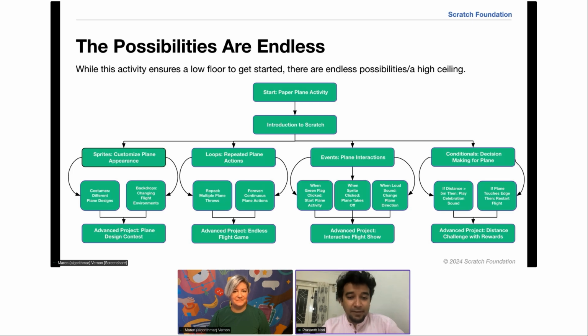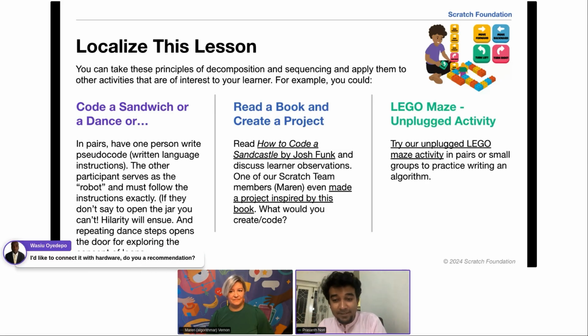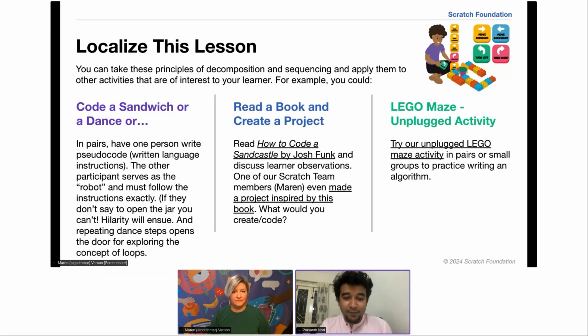So moving on, I think really what we want to ask you to do very importantly is to localize it. Because this particular lesson focuses on paper plane and turtle graphics, and we love the example of Jamaica, you can just apply them to other activities similarly like that, which are of interest to your learner, right? So for example, there's coding a dance, where repeating steps can also lead to a conversation about loops, and that can relate to patterns with turtle graphic shapes. Coding a sandwich, the other participant serves as a robot, and you must follow those instructions exactly. And yeah, a lot of fun when you take the bread out of the bag, or you don't take it out of the bag, right?